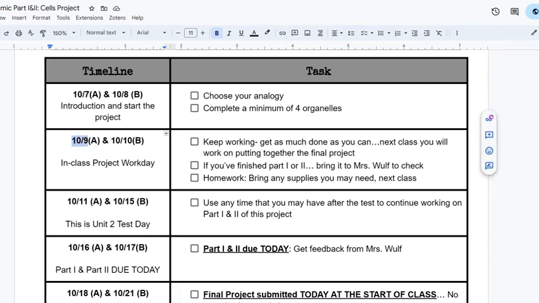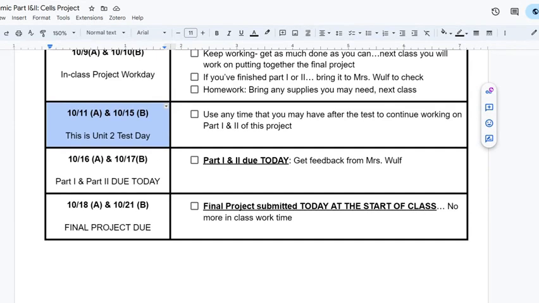So we're here on the 9th, and all you're doing, like I said, is you are thinking about a cell analogy project. You're thinking about which analogy you would like to do. Next class, when I'm in here, you do have your test followed by some work time to do your project. I'll pass out this packet for you and you'll start working through it after your test next class.